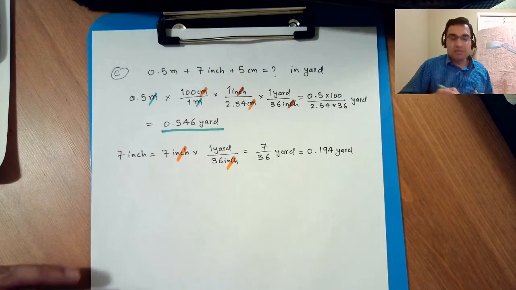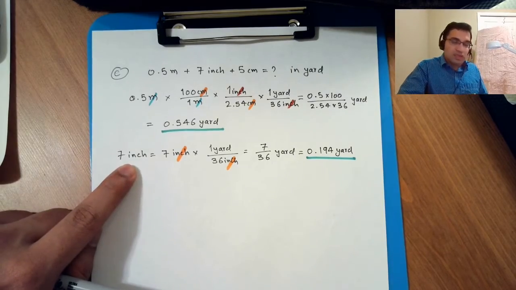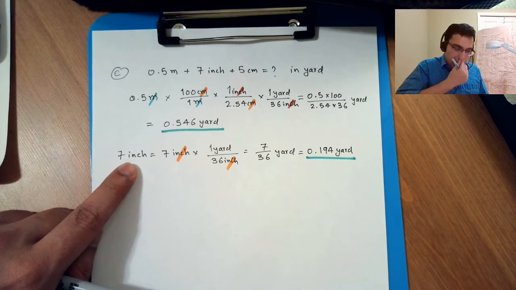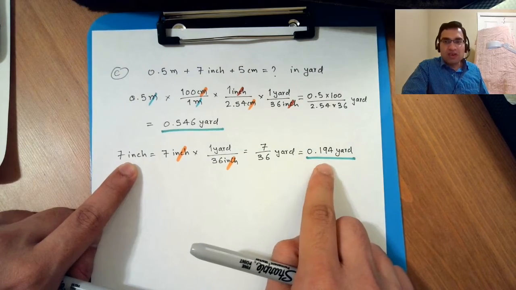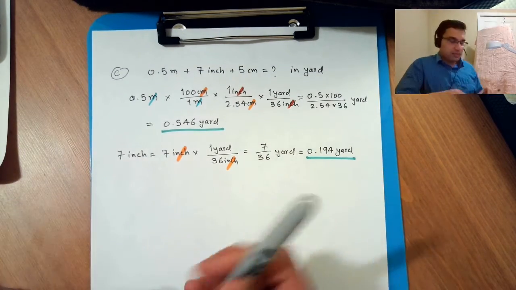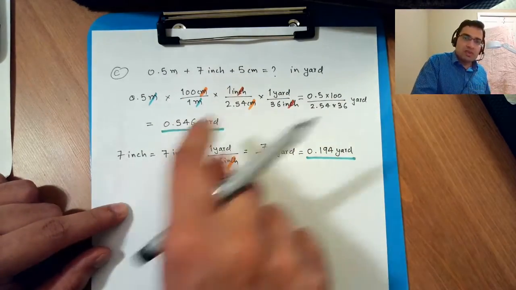Does this answer make sense? An inch is a lot smaller than a yard, right? So 6 inch is just about a fifth of a yard. So at least logically that makes sense. All right, so we took care of 7 inch.